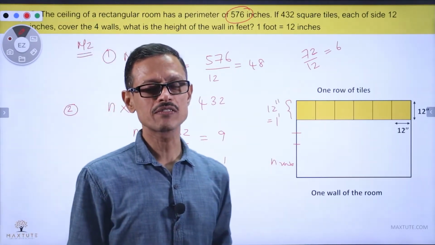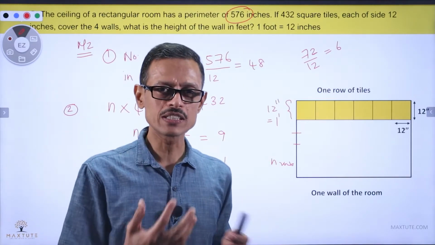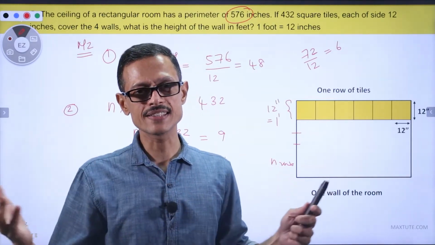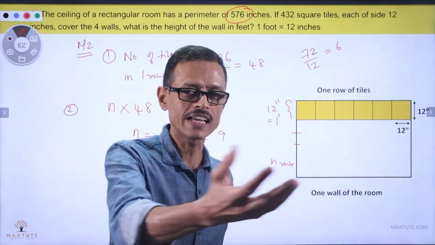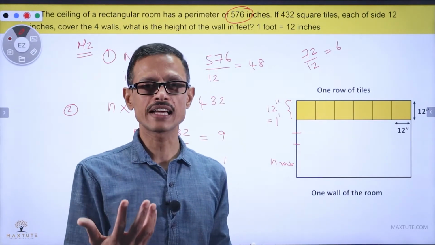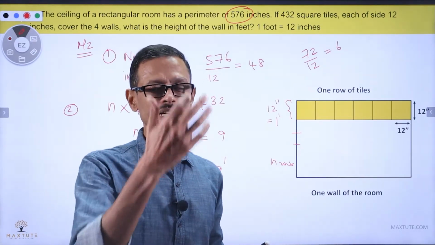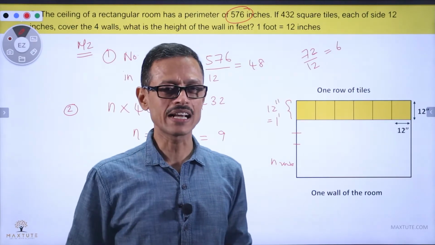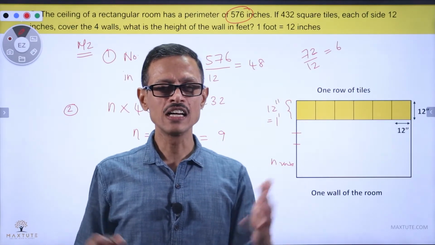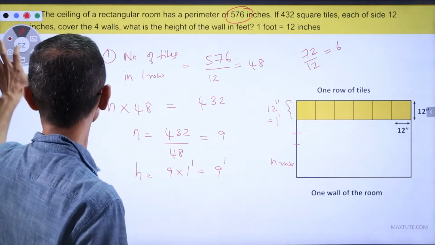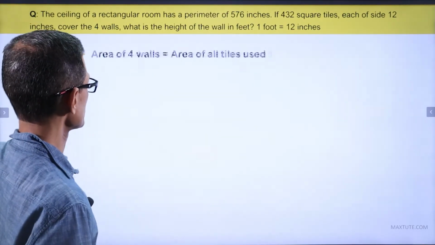We got the same 9 feet with the last method too, right? Pick whichever method you want. First method was equating the areas. Second method is computing the number of tiles per row and then finding out how many rows are required if 432 tiles are used. I'm going to quickly summarize it in about 10 seconds for each method. So it consolidates this idea for you. Start with the first method.